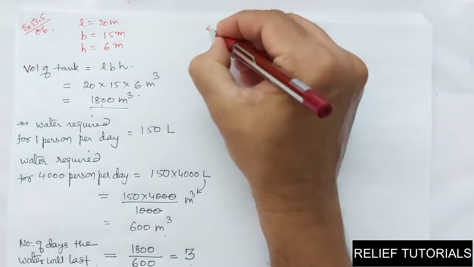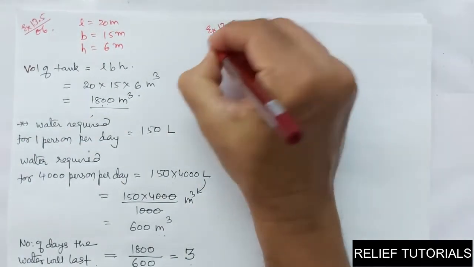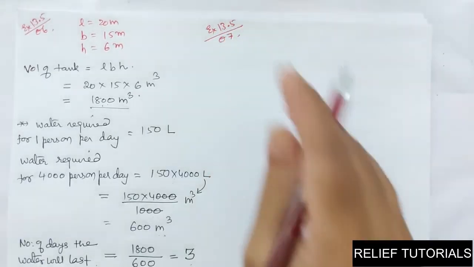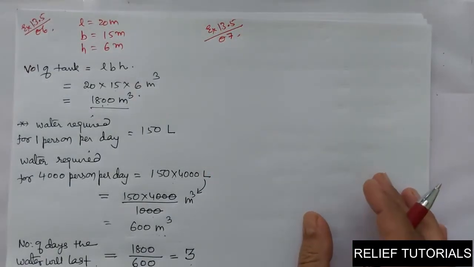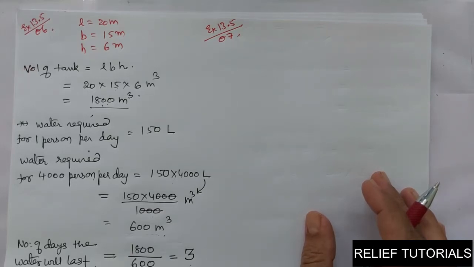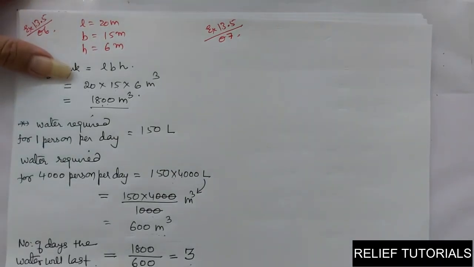Now exercise 13.5 question number 7. Read the question. A godown measures 40 meter by 25 meter by 15 meter. Find the maximum number of wooden crates, each measuring 1.5 meter, 1.25 meter and 0.5 meter that can be stored in the godown. So first dimensions of godown are given, so we will find the volume of godown.